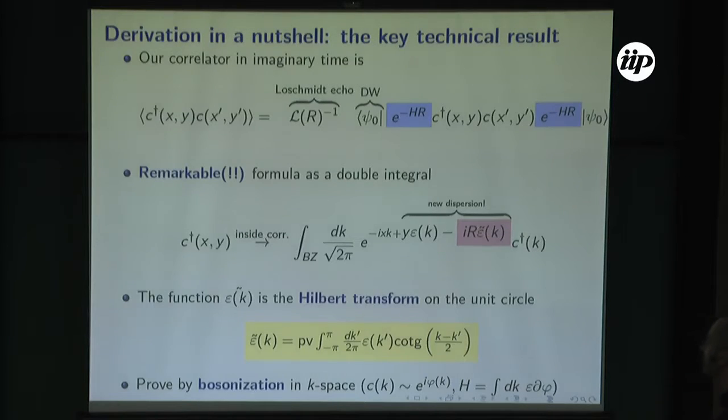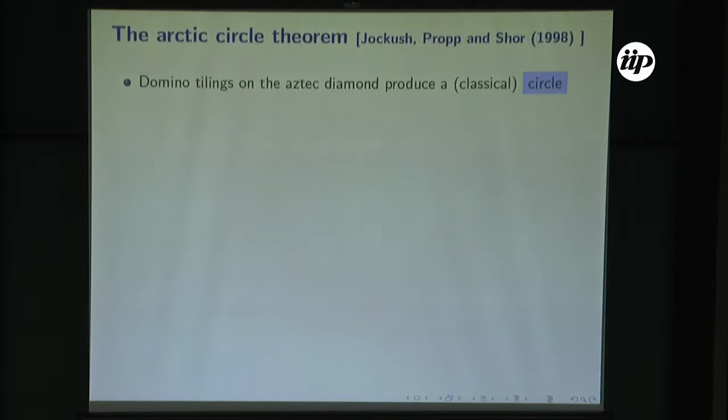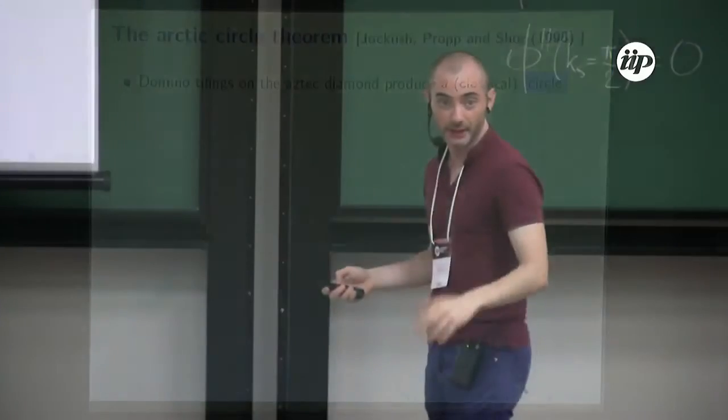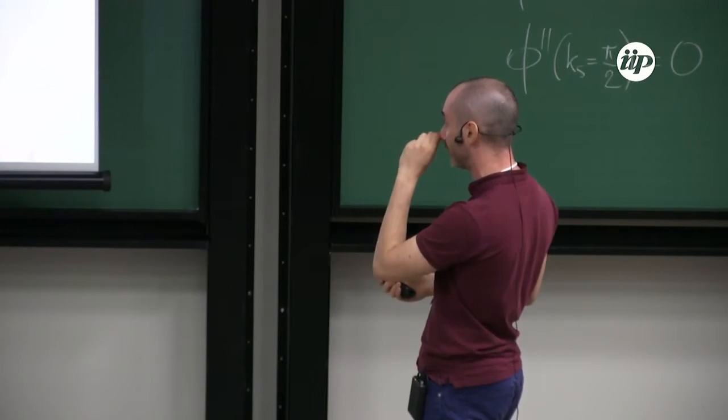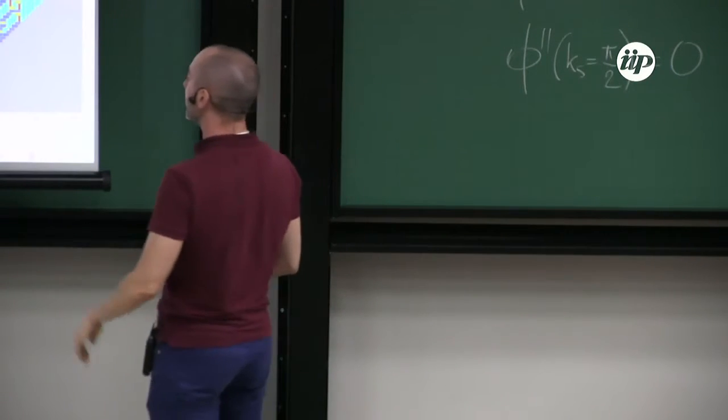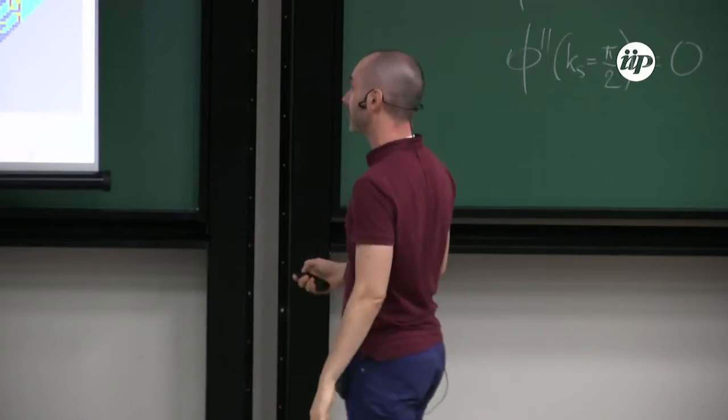So you see, this is the way in which you can show that the light cone transforms into a circle when you go to imaginary time. Okay, so there is another circumstance where these circles appear, and this is the famous Arctic Circle theorem.